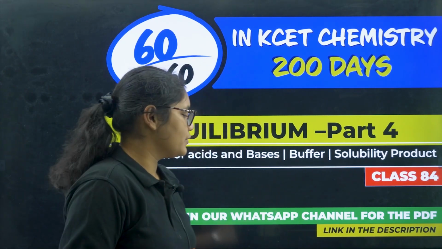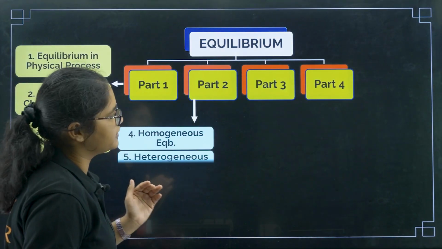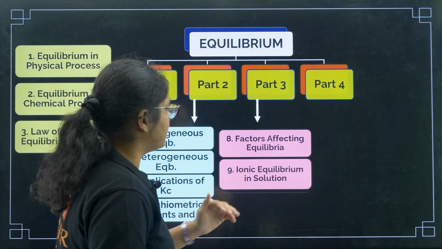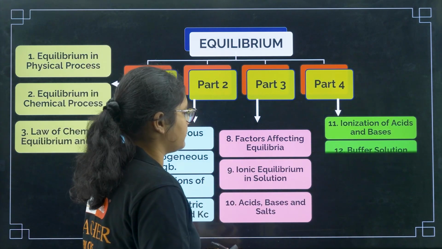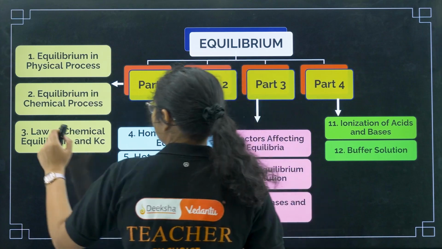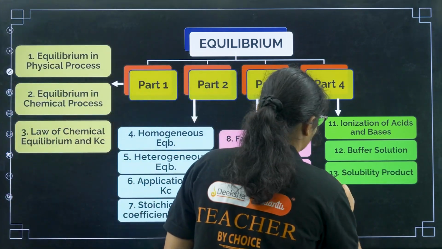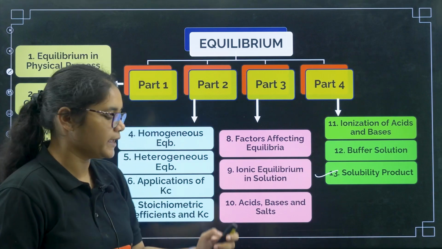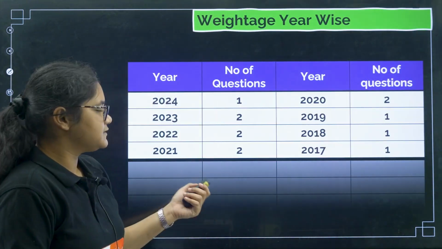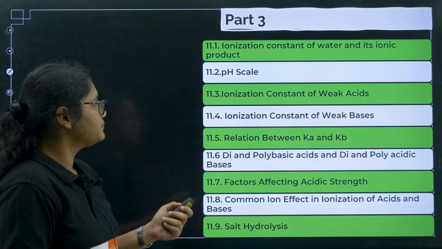So yes, now let's get started. We are doing today the last part of this lecture, that is part 4, and in that we are going to discuss ionizations of acids and bases. Then we'll discuss buffer solutions, and lastly we'll be talking about solubility product. Coming to year wise weightage, you can expect 1 to 2 questions from this particular chapter every year.